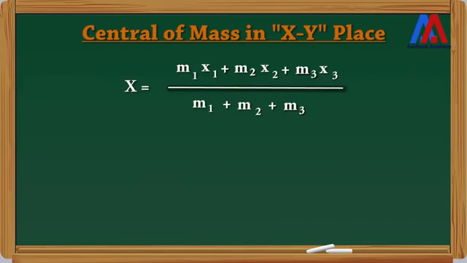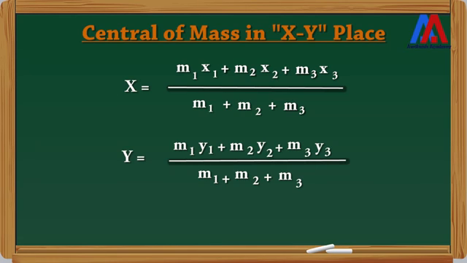So just like we have calculated the center of mass on x plane, we can calculate for y plane and we can calculate for z plane. For example, if there are three particles m1, m2, m3 and they are located at distance x1, x2, x3, then x will be equal to m1 x1 plus m2 x2 plus m3 x3 divided by m1 plus m2 plus m3. In the same way, if we take the y coordinate of that, then the y component of that will be equal to m1 y1 plus m2 y2 plus m3 y3 divided by m1 plus m2 plus m3.